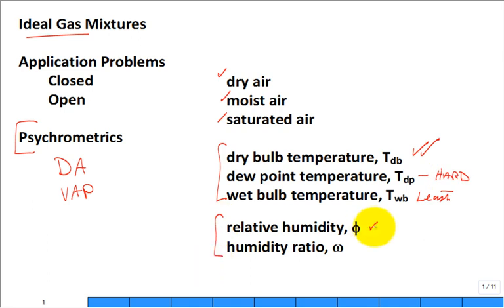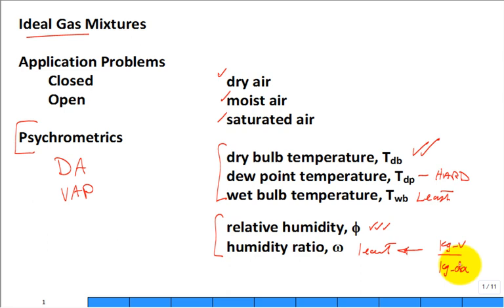You are very, very familiar with the relative humidity. You're not as familiar with the humidity ratio. But this is a favorite of engineers that work in this field. We deal with humidity ratio. Omega is the symbol. What is the definition of humidity ratio? It's how many kilograms of vapor in the moist air mixture per kilogram of dry air. Notice it's not per kilogram of moist air. I'll repeat that. It's per kilogram of dry air.